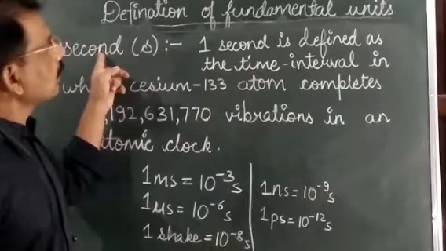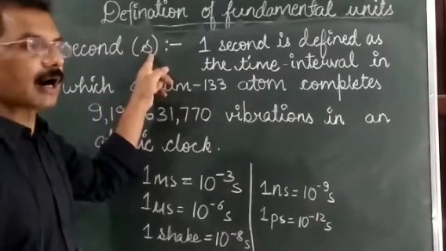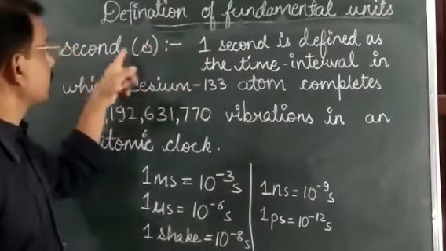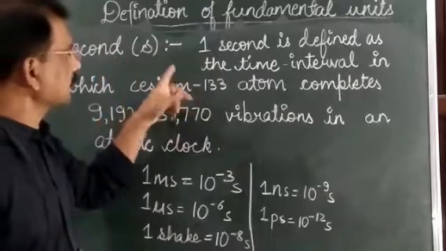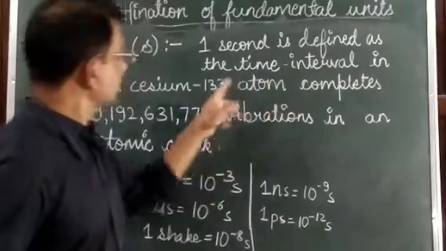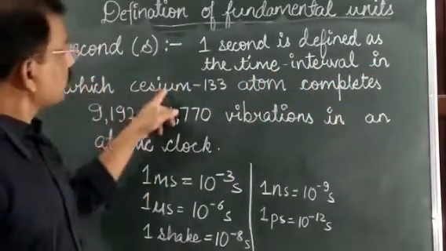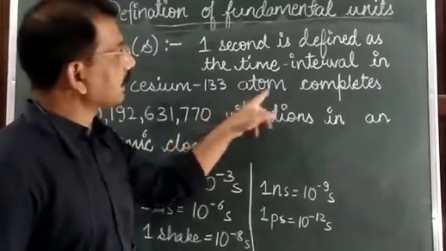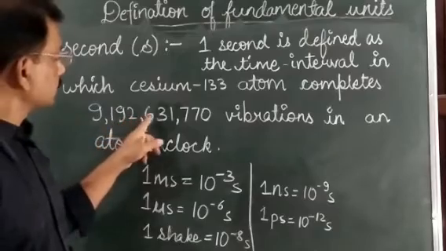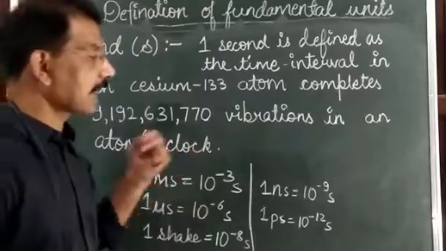Now, the third fundamental unit is second, as you know, which is the unit of time. The fundamental quantity is time, whose fundamental unit is second. And how can we define the second? Actually, 1 second is defined as the time interval in which cesium-133 atoms complete 9192631770 vibrations in an atomic clock.